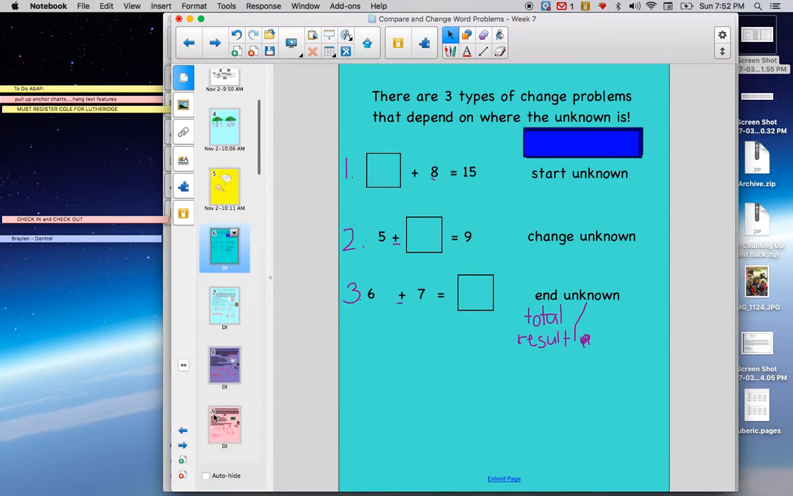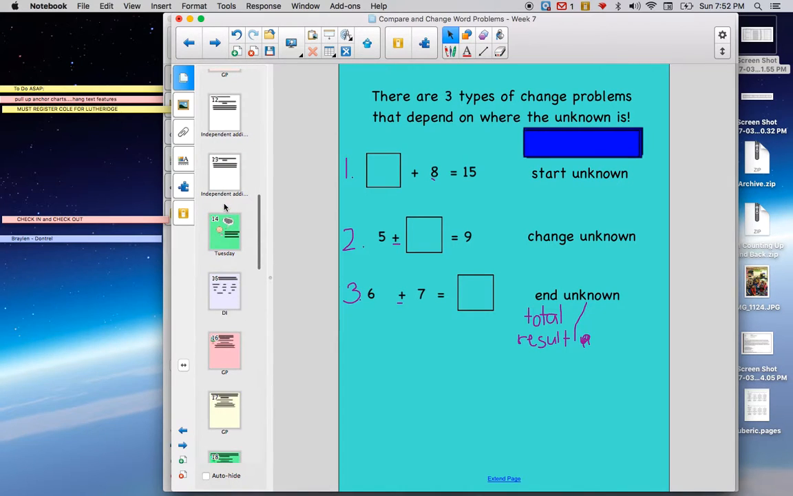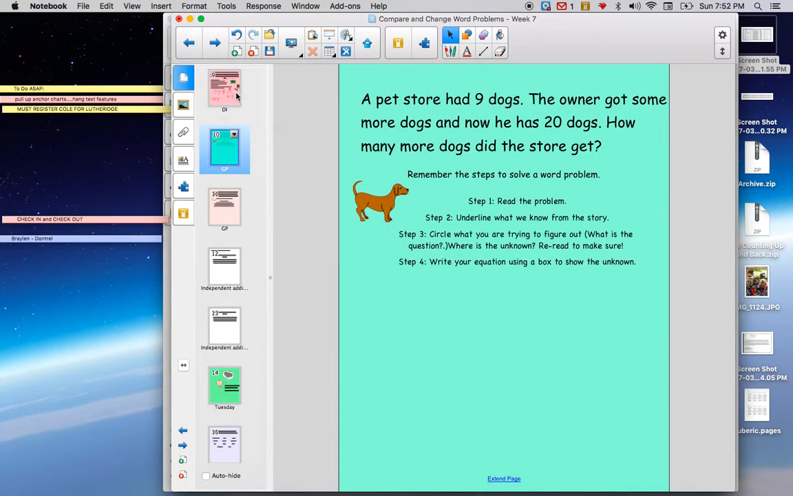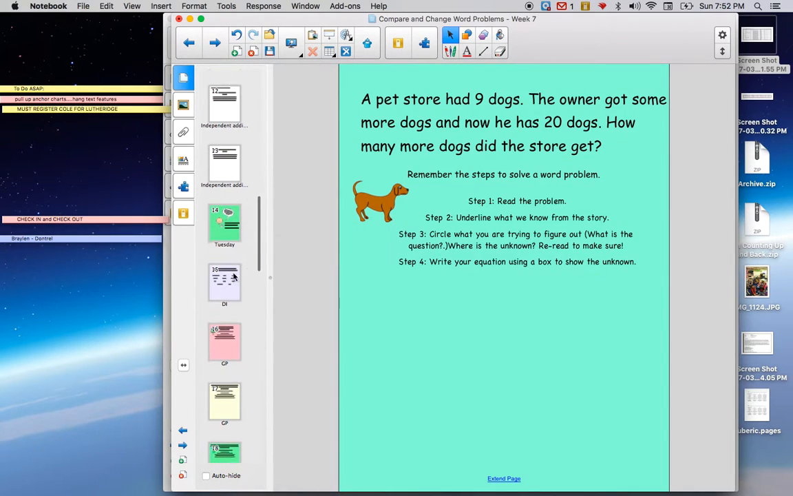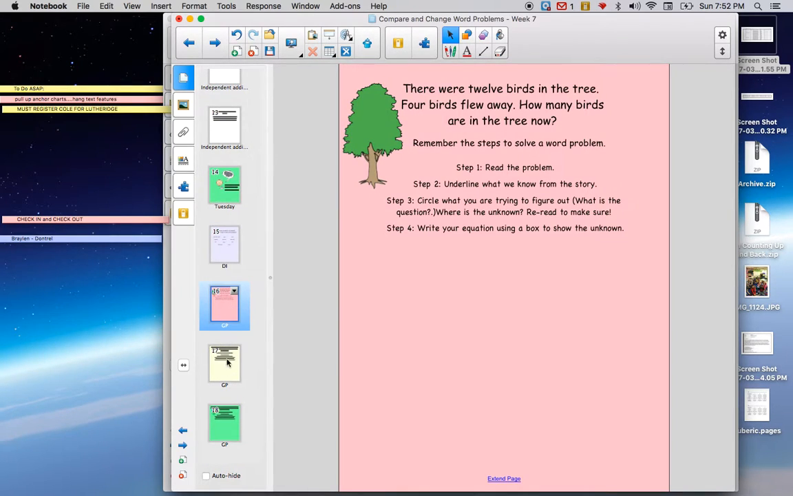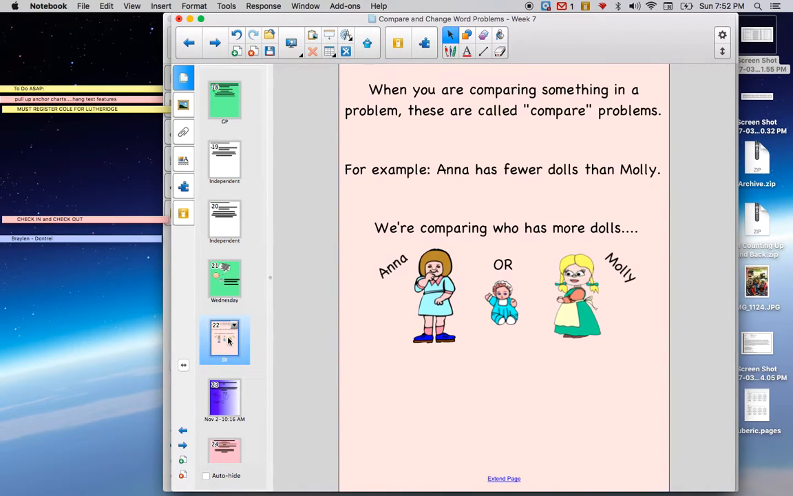So remember we talked about that change unknown is where we have to figure out who has more. So let's see if I can find my old, it's been a while since I've looked through this. Okay, here it is. When you're comparing something, like in a compare problem, we're trying to figure out who has more. So a compare problem might look something like this.